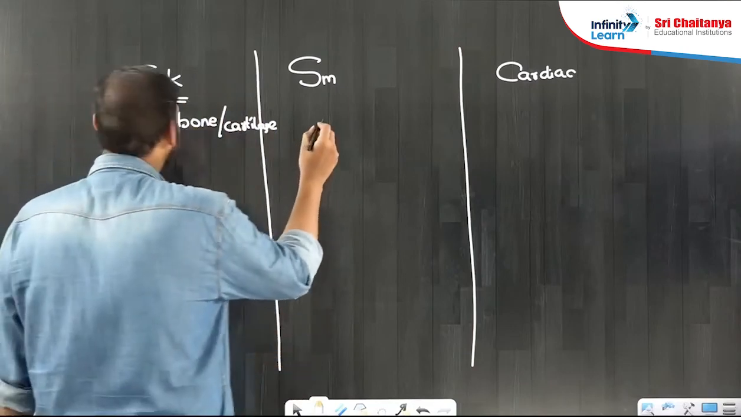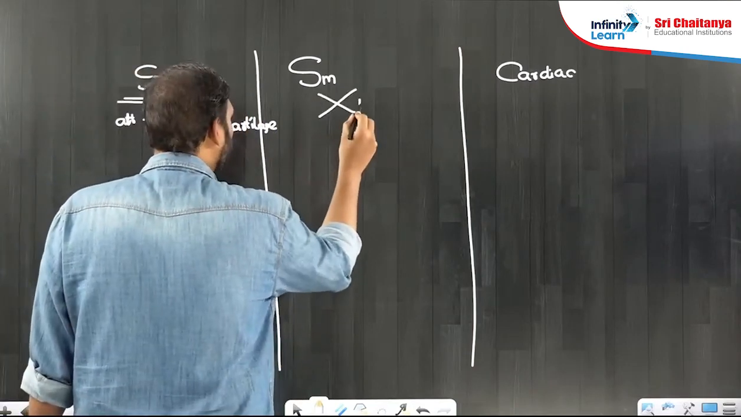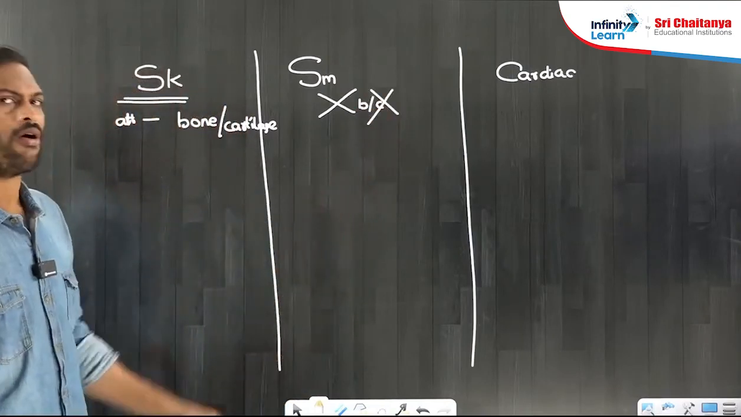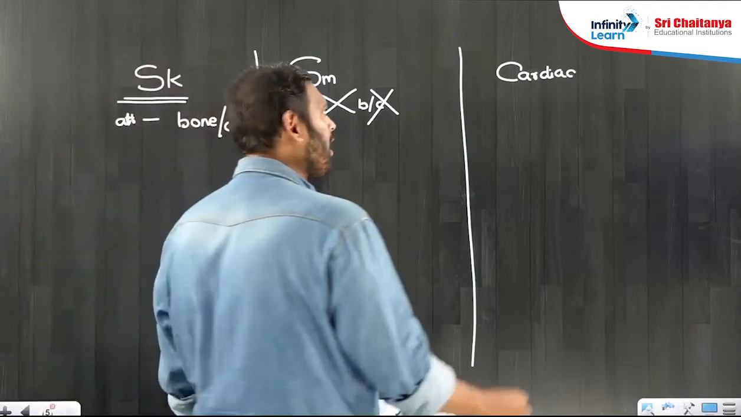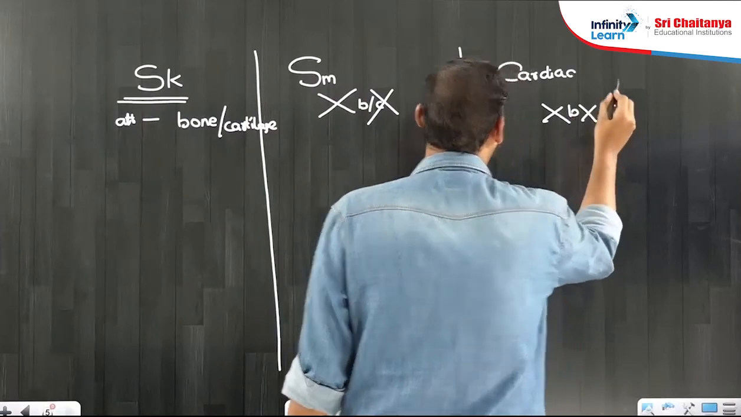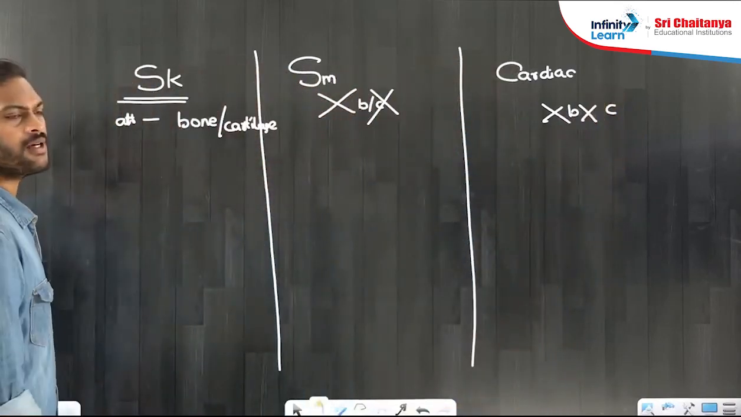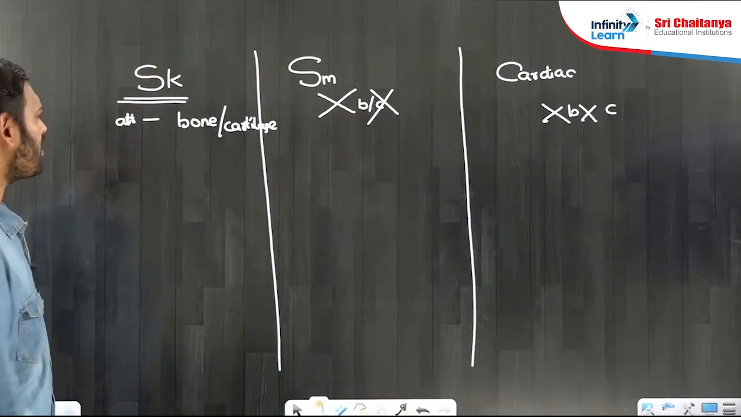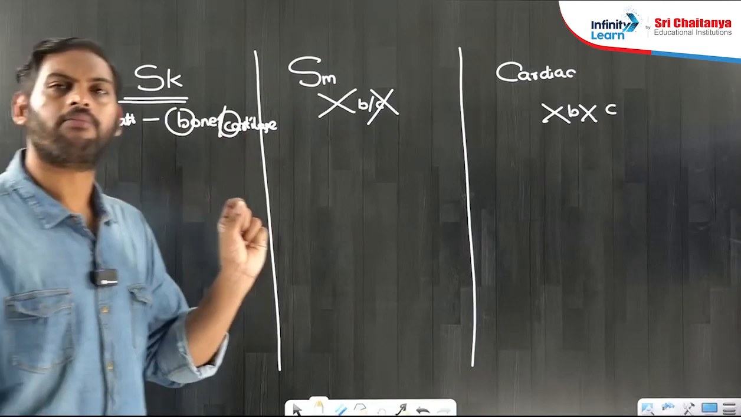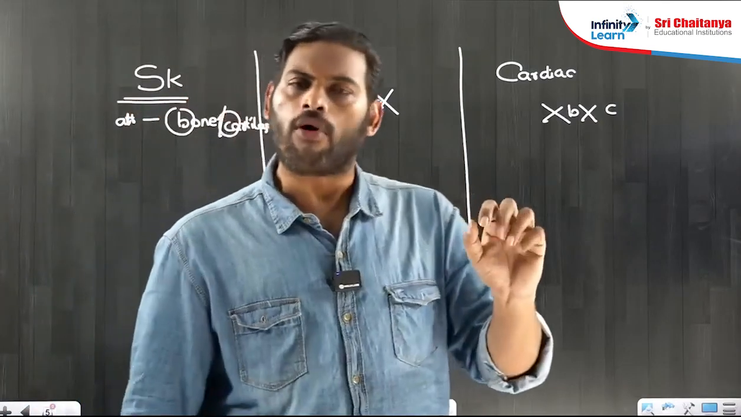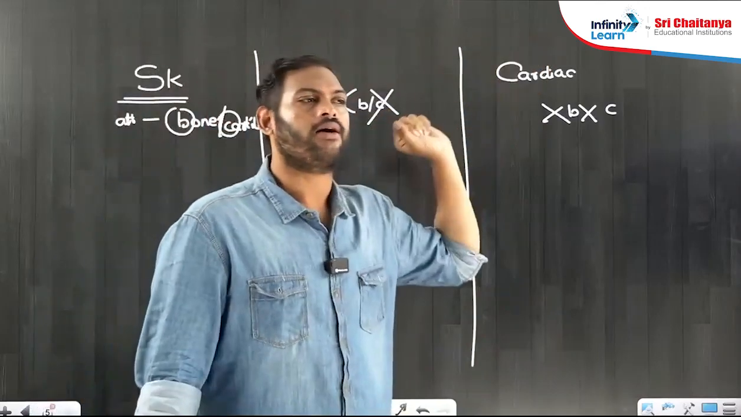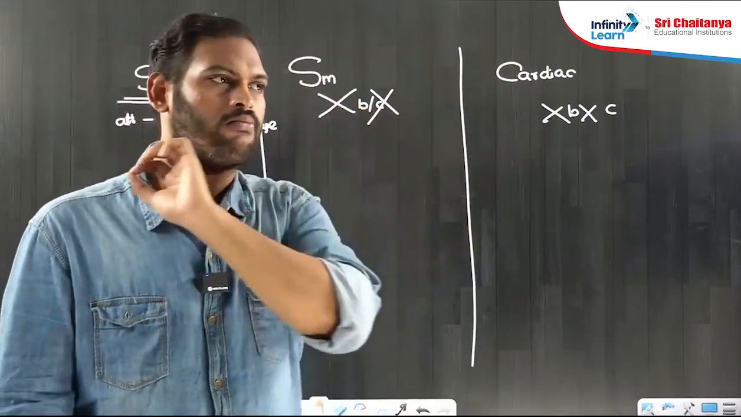But smooth muscles are never attached to bone or cartilage. No attachments to bones or cartilage. Even cardiac is also never attached to bones or cartilage. B stands for bone, C stands for cartilage. Only skeletal muscle was found attached to bone or cartilage. Neither smooth muscle nor cardiac could be found attached to bone or cartilage.